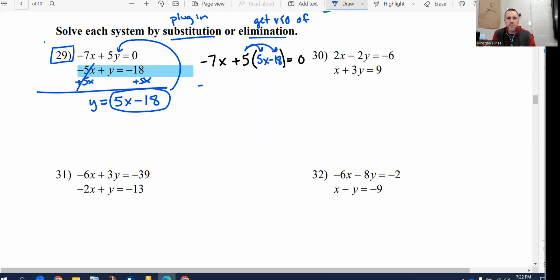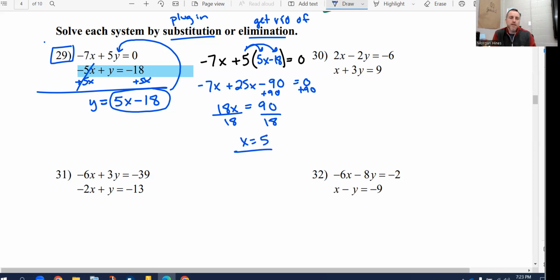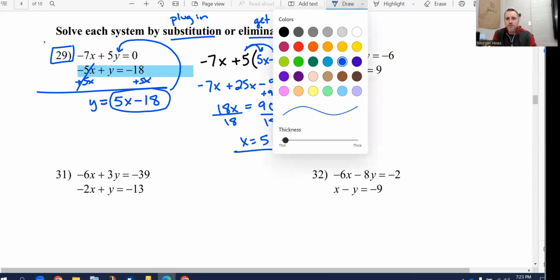And so now you've got this nice equation that you have to solve. You have to distribute that 5 into the parentheses to get 25x minus 90 is equal to 0. Add these two things together, you get 18x. Let's add 90 to the other side, is equal to 90. And then we divide by 18. We get x is equal to 5. Okay, that's part of the solution. It's not the whole solution.